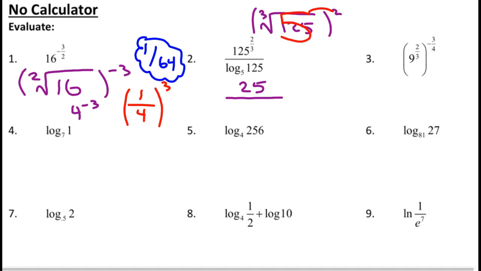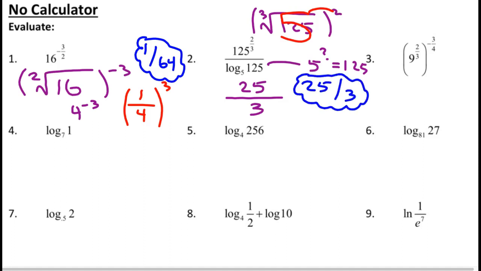Log of 125 base 5, what does that mean? Well, as you learned in this unit, that means 5 to what power equals 125. That's going to be a 3. So my final answer there is going to be 25/3. I'll just leave it as an improper fraction.